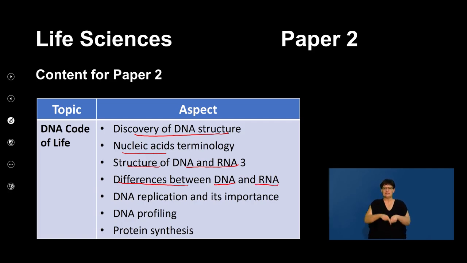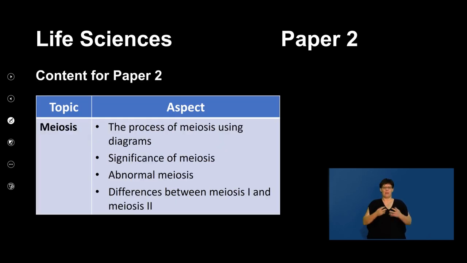We've got to look at a very important process of replication and its importance and link that to meiosis. We also need to know the significance of DNA profiling and what its uses are. And most importantly, the process of protein synthesis, which is essentially a key component to understanding the process of how proteins are made. As I said, that meiosis you've prepared in paper 1 on this section, so we've got to know the process of meiosis and link that to cell division.